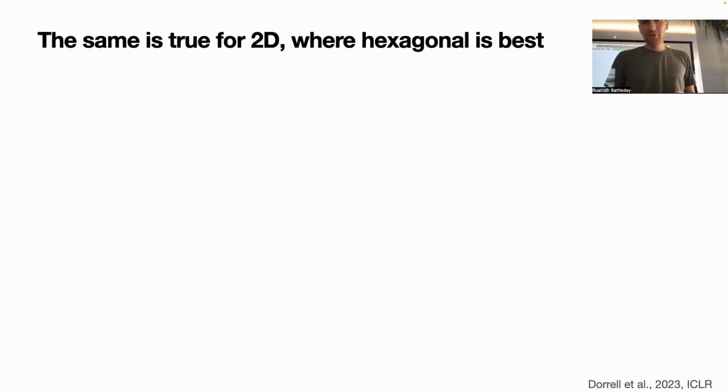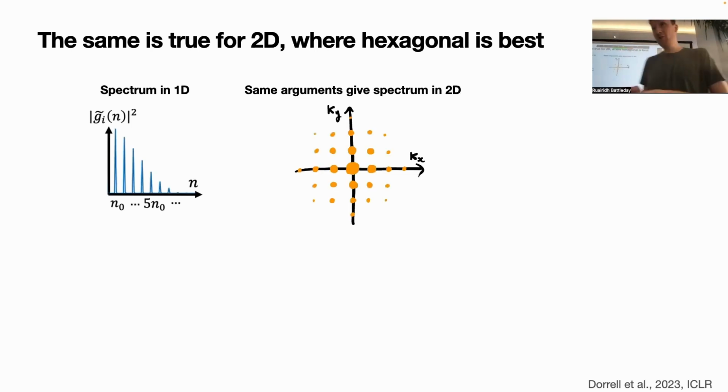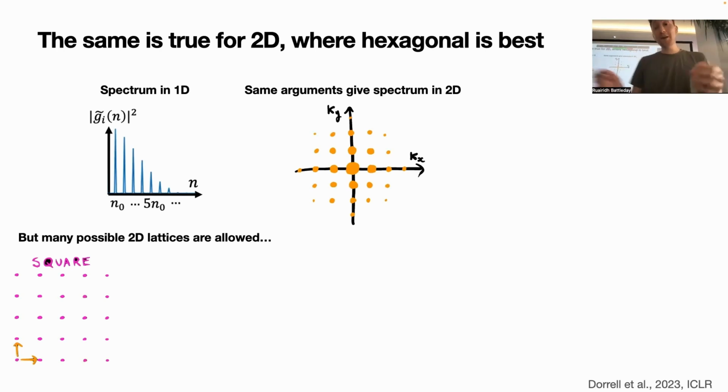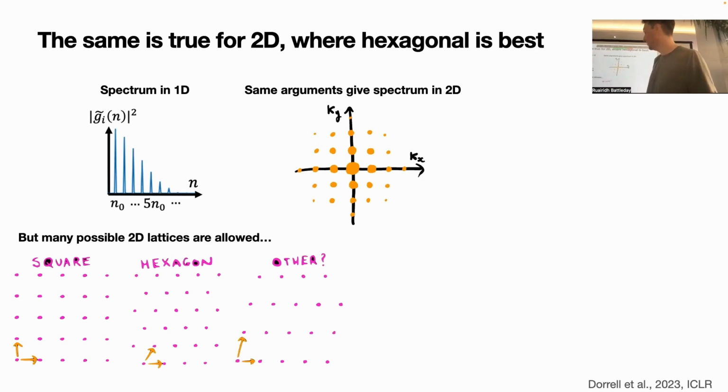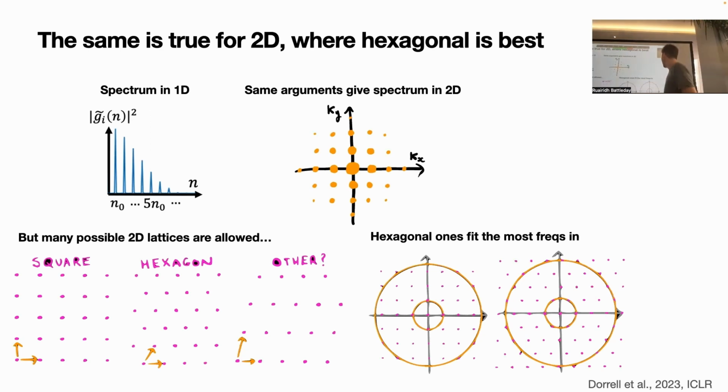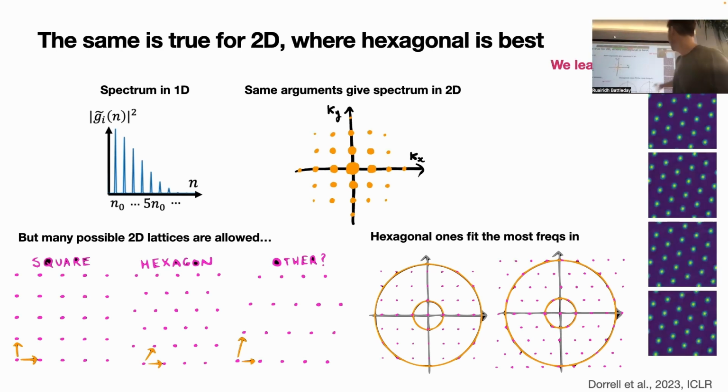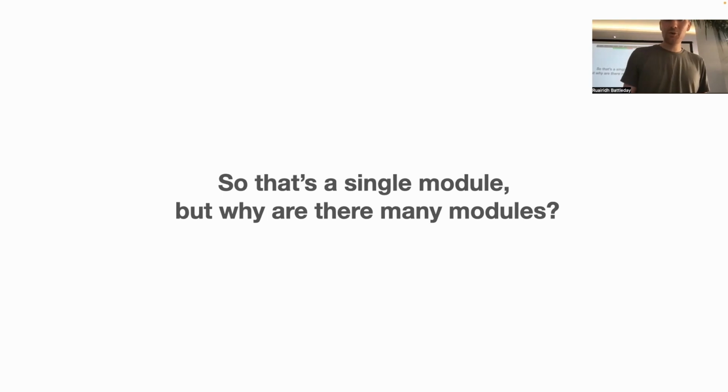Okay, this same argument works exactly for 2D. Spectrum in 1D here, spectrum in 2D it will just drop off in 2D K space. But of course, many 2D lattices are allowed. This lattice is allowed, hexagonal lattice is allowed, some sort of other sheared lattice is allowed as well. But the one we're going to take, a bit of a weak argument, I admit, is that the hexagonal lattice is the best. It fits in the most frequencies, and more frequencies discriminate points better. Okay. And indeed, when we simulate that, we get these sort of grid-like fields as well. Okay, so that's the single module.